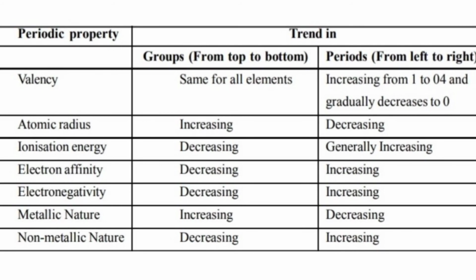Electronegativity decreases in a group and increases in a period. Metallic nature increases in a group, but in a period it decreases. Non-metallic nature decreases in groups and increases in periods. So the trends in groups and periods are opposite. You have to draw this table and write this periodic property and trend in groups and periods.